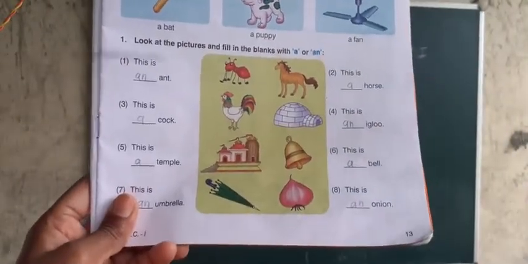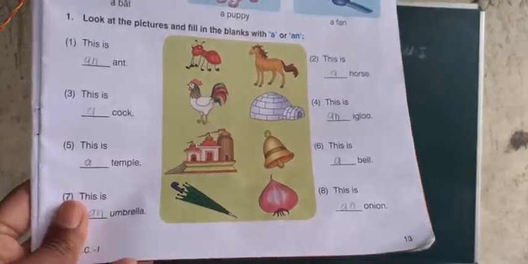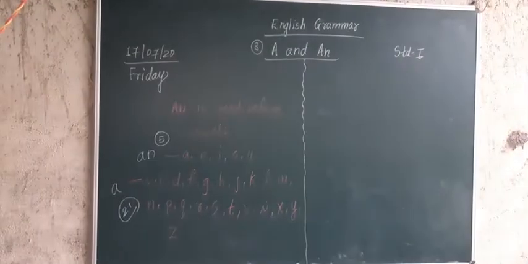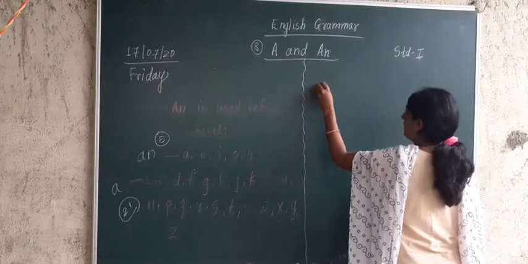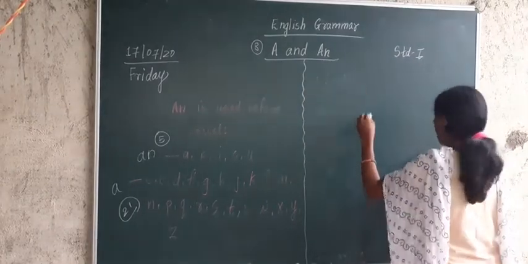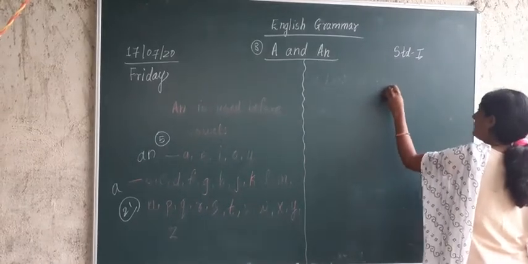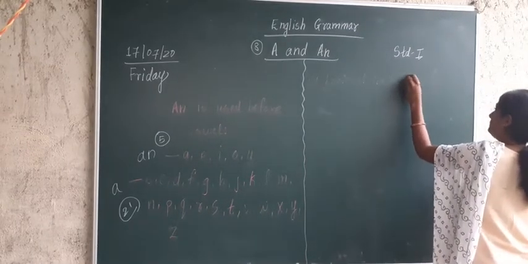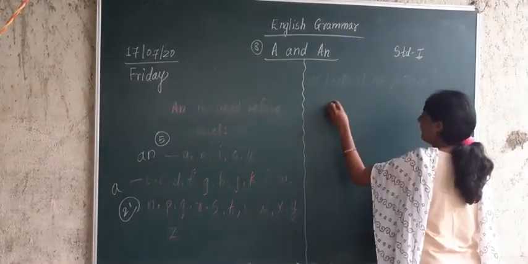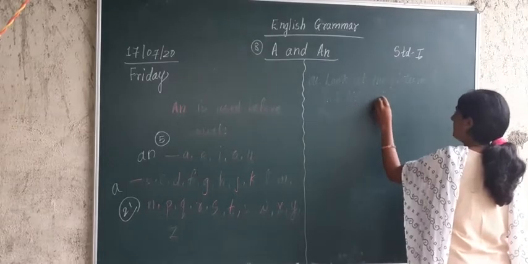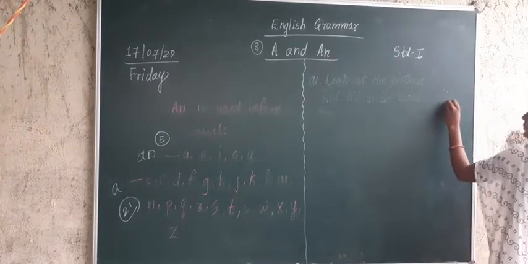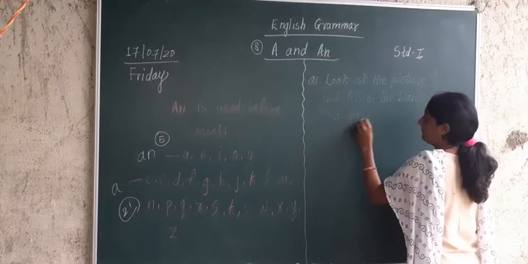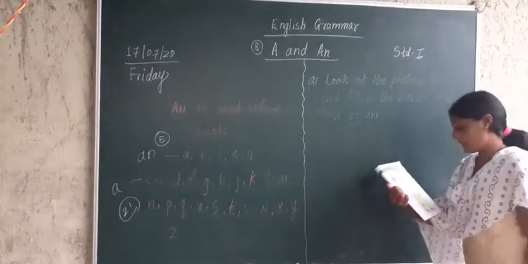And downside there is a question. Now what is that question? Look at the pictures and fill in the blanks with A or an. Total 8 examples are there, and what we have to do? We have to fill the blanks. Okay. Now the first one, I will write down the question. Look at the picture and fill in the blanks with A or an.